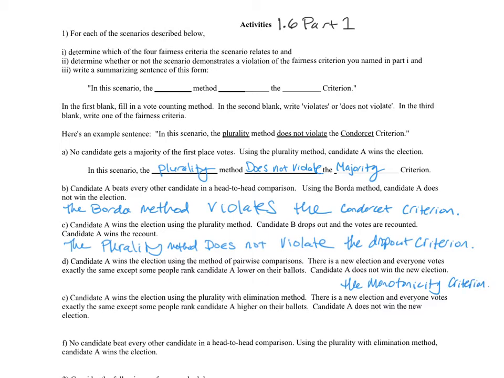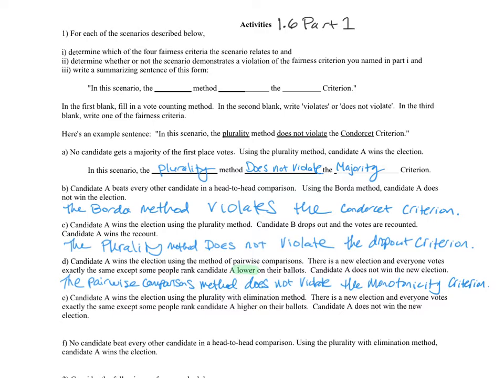And the monotonicity criterion says that if a candidate wins the election and then we have a revote and every voter ranks candidate A the same or higher on their ballots, candidate A should still win. So this is a little bit different than that scenario because people are ranking candidate A lower on their ballots. Okay, so that of course could lead candidate A to losing the election. So this does not violate. So the pairwise comparisons method does not violate the monotonicity criterion in this example.